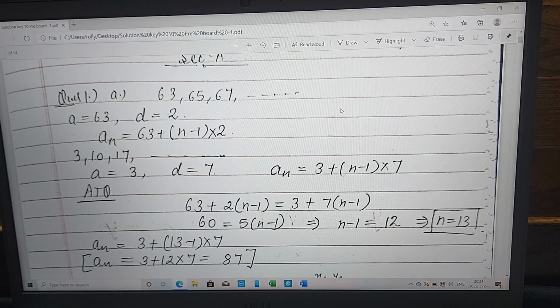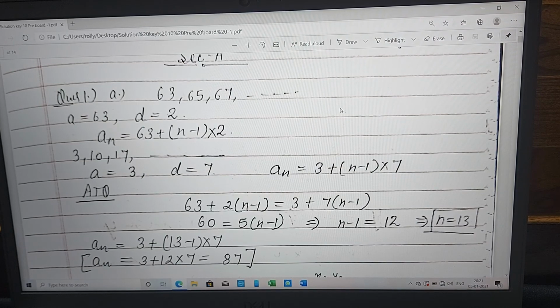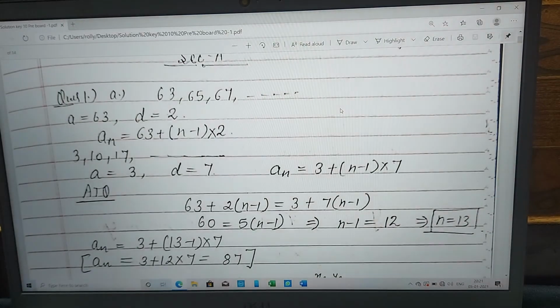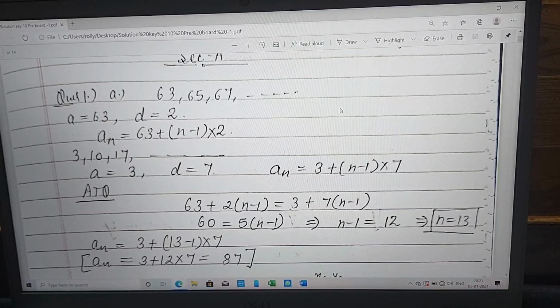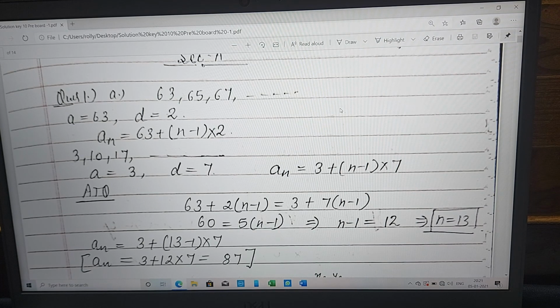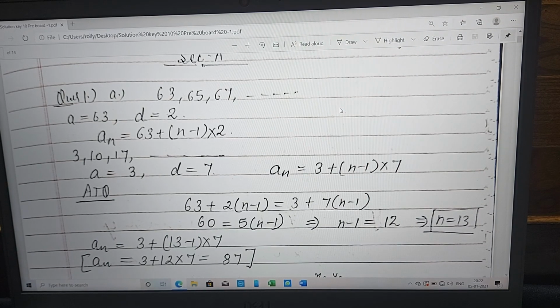Mostly children have stopped their solution here and have not calculated the value of the term which is common in both the APs. That term has to be an, that means a13. You can use the second AP or the first AP also to calculate it. I have used the second AP, a plus n minus 1 into d. According to the second AP, a is 3 and as we are calculating the 13th term, it is 13 minus 1 into d, which is 10 minus 3, that means 7. So it will be 87.